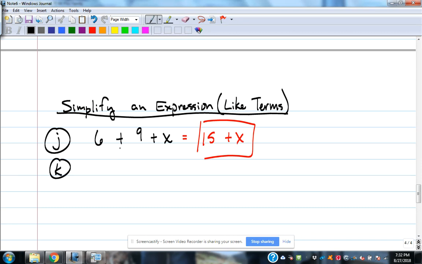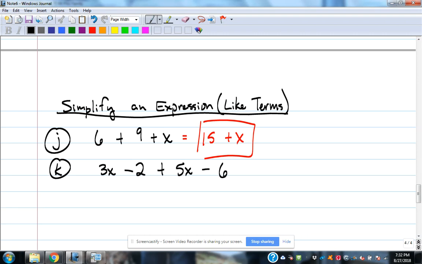You could have some issues. Might be something like this. Maybe you've got 3x minus 2 plus 5x minus 6. A little tougher problem, just more stuff.